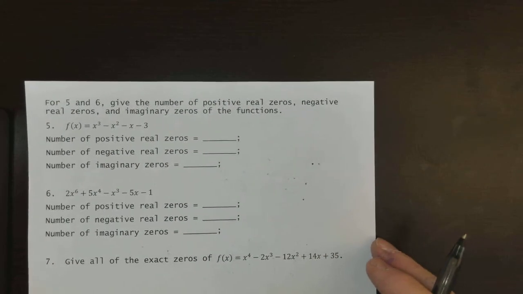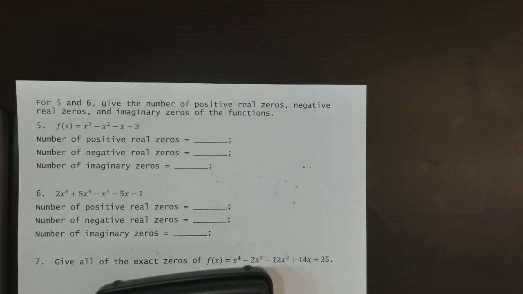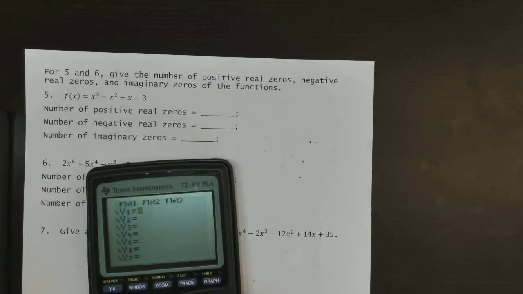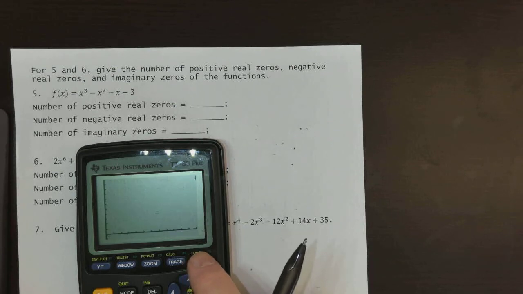Now, number 5 and 6: give the number of positive real zeros, negative real zeros, and imaginary zeros of the function. Okay, so I'm going to graph y equals x to the third minus x to the second minus x minus 3. I'm going to graph that. All right, I think I need to change my window here a little bit.